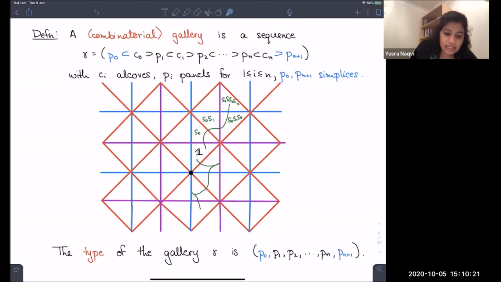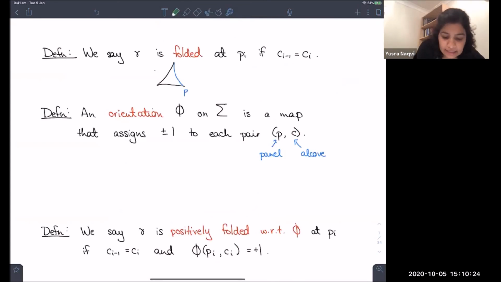A combinatorial gallery, I'll say, is folded at panel i if the chamber before it and the chamber after it are the same. So I come in to this panel from some alcove and I leave through the same alcove. And here I am doing this thing where I'm going back and forth between chambers and alcoves. It is because both these terms are used. Apologize for that. But this is called folded if I go back through the same chamber on either side of this panel. And now I want to talk about what kinds of folds I want to allow in my system. And for that, I need to define an orientation.